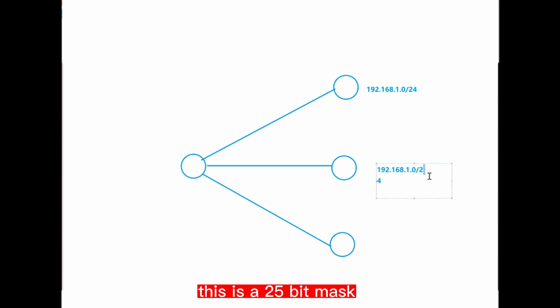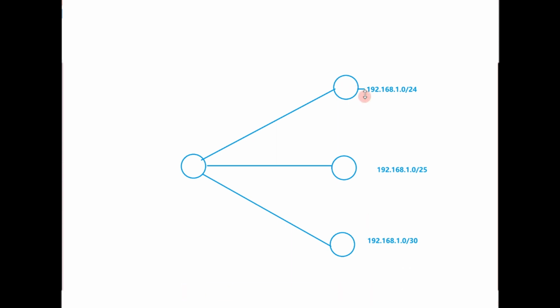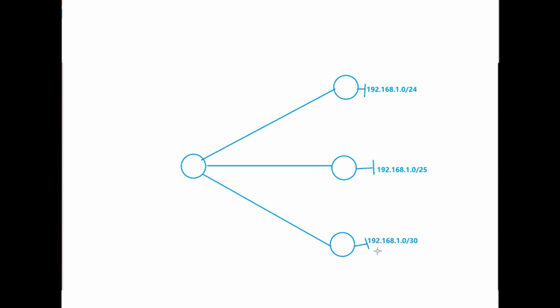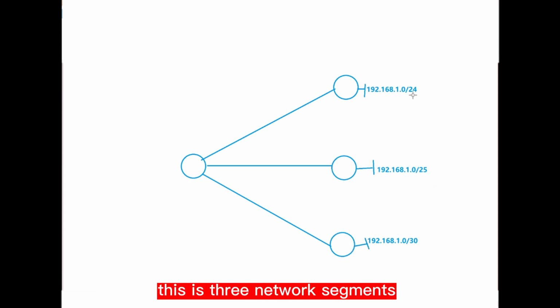This is a 25-bit mask. This is a 30-bit mask. I'll teach you how to draw. Draw a line here. Add an arrow here. This means that there is a network segment behind the device. Okay, this is 3 network segments.